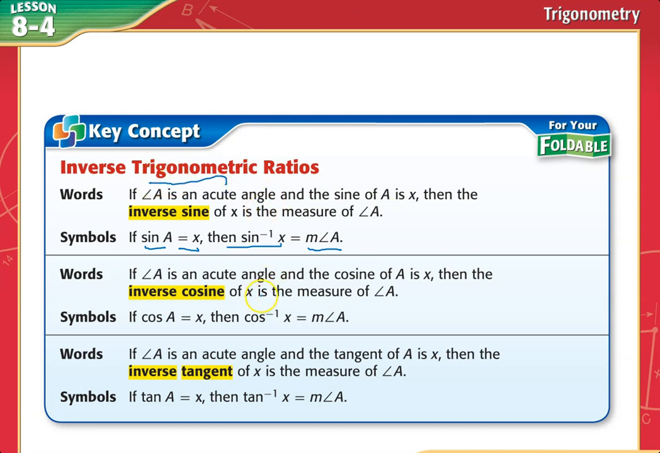Same thing with the inverse cosine. If cosine A equals x, then inverse cosine of x equals the measurement of angle A. And then if tangent A equals x, the inverse tangent equals the measurement of angle A.